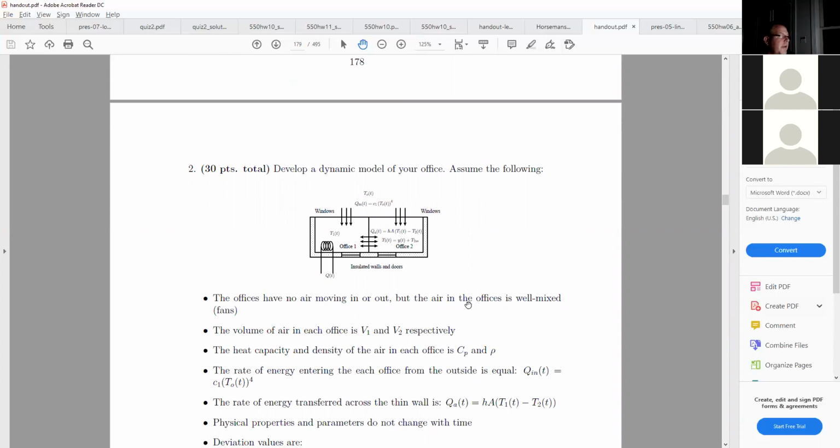This one was a little tricky. You've got two different offices, temperature 1 in the one area. So you've got a mass of air over here, and you've got a mass of air over here. This is at temperature 1 in volume 1. This is at temperature 2, volume 2. Were there two windows?